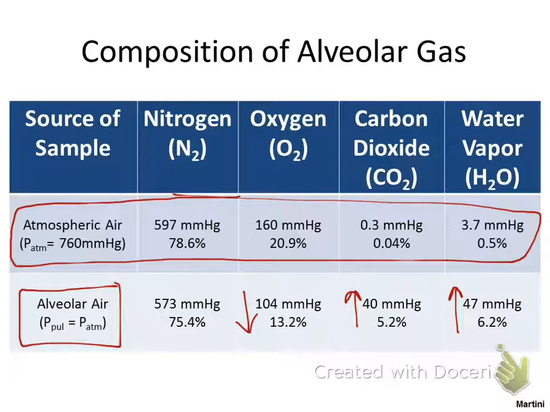How did we change the air, guys? We moistened it. So we added that water to the air as we brought it through all of that upper tubing down into the lungs. There's one other thing that helps us to understand why this is different.